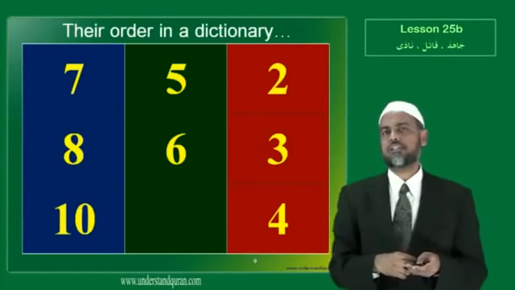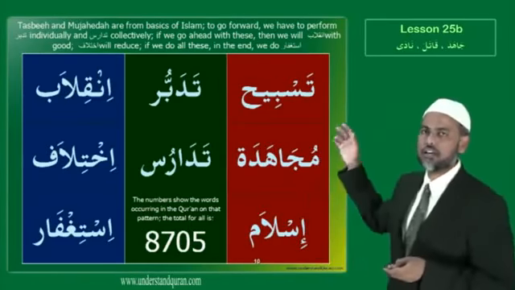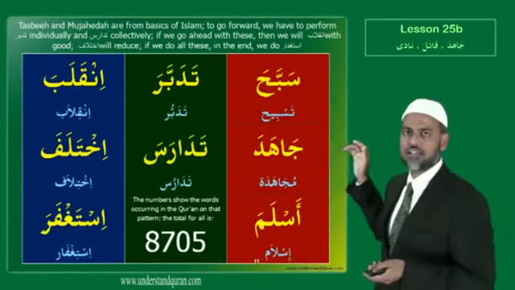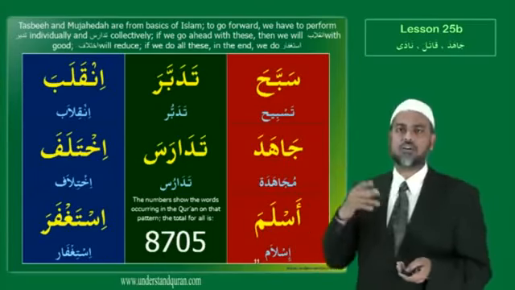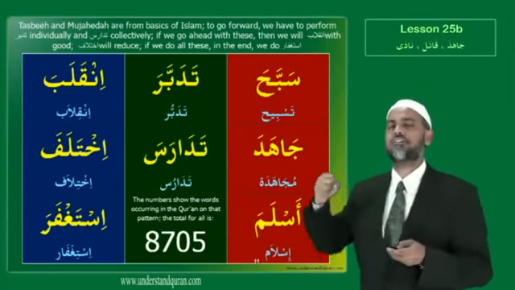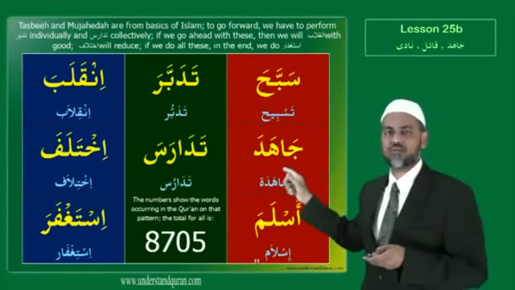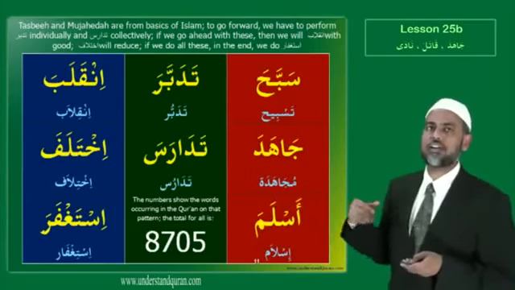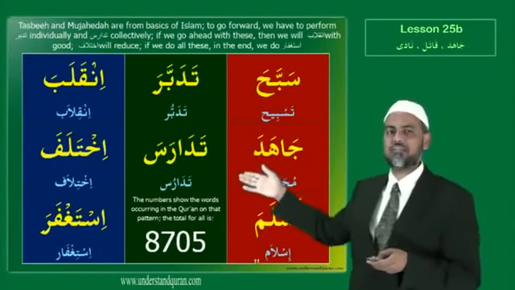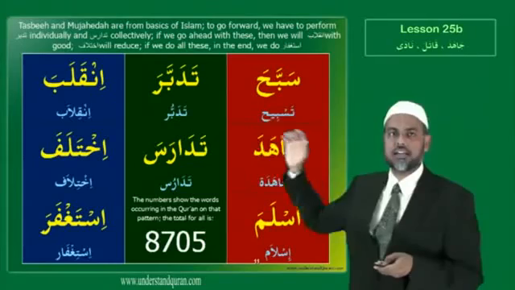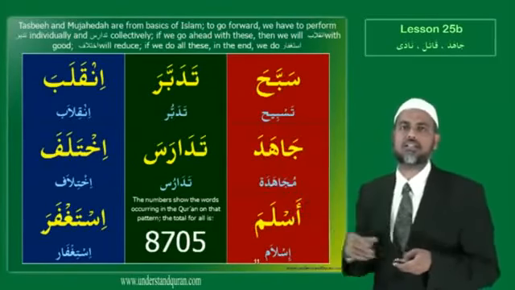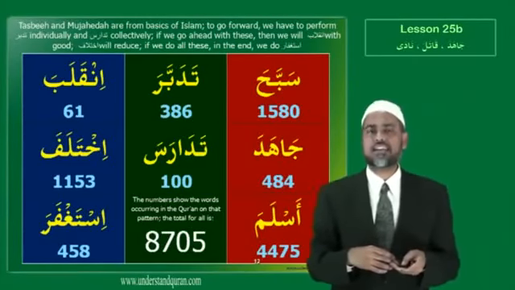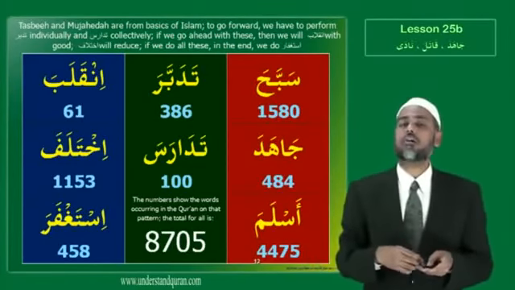And to remember that, we gave you 3 sentences. Tasbih and mujahada are from fundamentals of Islam. Therefore, sabbaha, jahada, aslama. You want to continue and do it good, then you have to do tadabbur in Quran and tadarus of the Quran, which is tadabbara, tadarasa. If we do that, we will have inqilab, we will come back with less ikhtilaf, and in the end we do istighfar. Inqalaba, ikhtalafa, istaghfara.